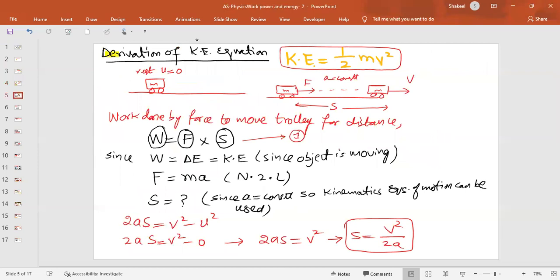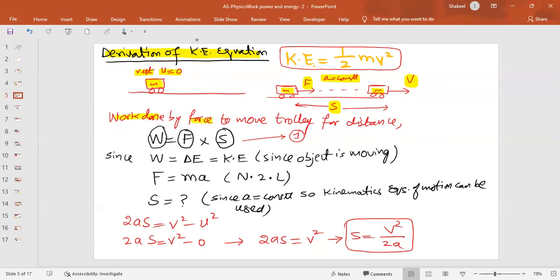Well, now we have to derive the equation for kinetic energy, which is half mv square. So this is a very important part of the syllabus. Let's say there's an object of mass m and it is at rest, initial speed is 0. Then you apply a constant size force on it such that its acceleration is constant and the mass gains a speed of v by covering a distance or displacement s.